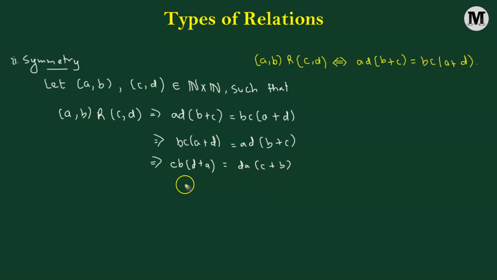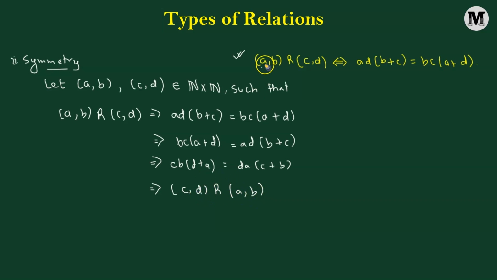Now the reason why we've written it in this fashion is that we are saying here that the ordered pair (C, D) is related to (A, B). To help you understand, this is our main definition, so this is how the relation R is defined. Now we have (A, B) related to (C, D), and here we have shown that (C, D) is also related to (A, B).